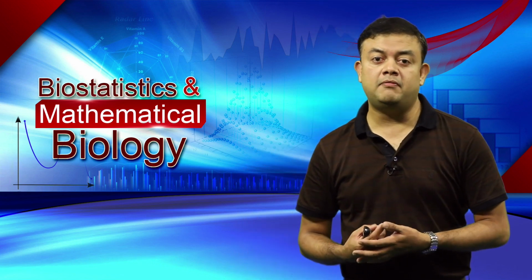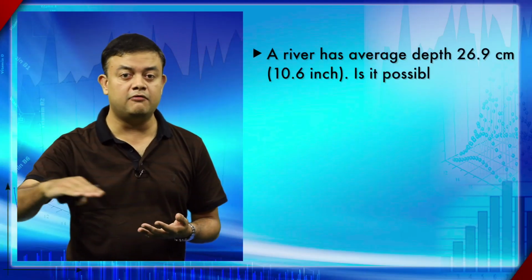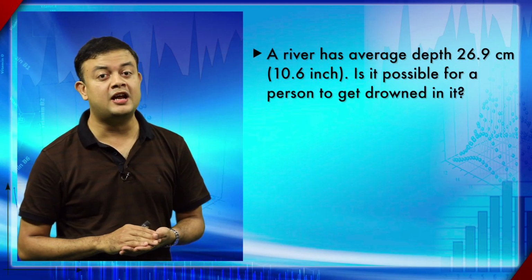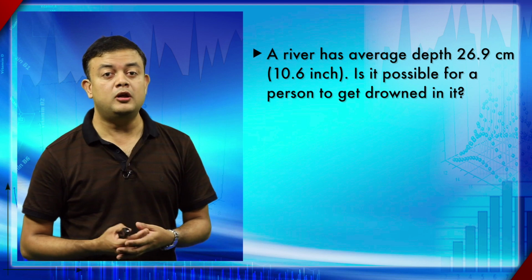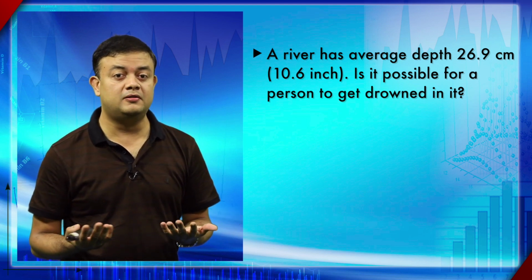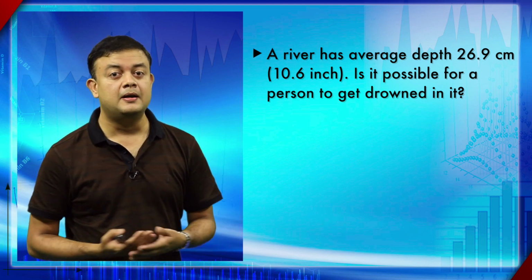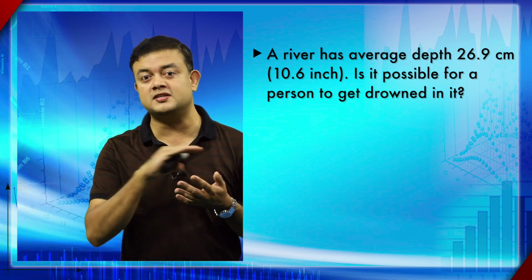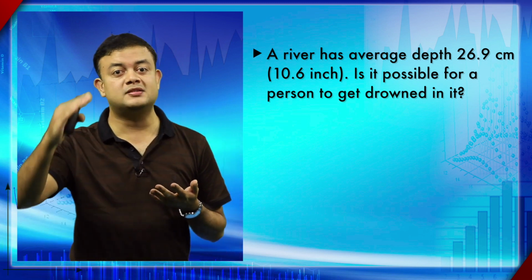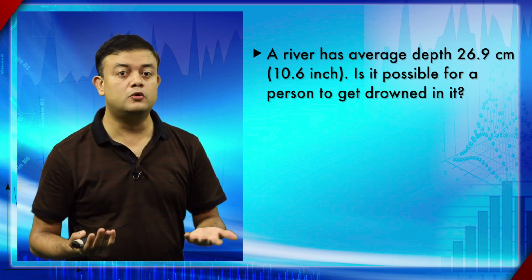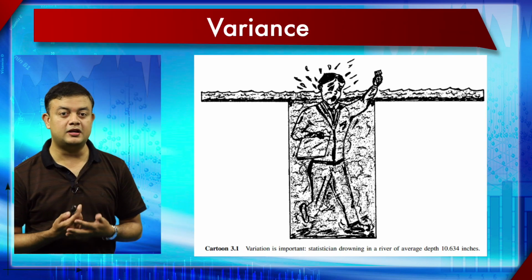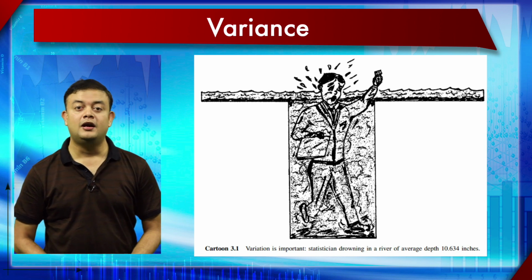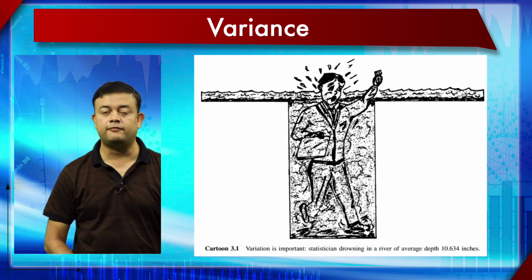So the variance is extremely important. Can you actually walk across a river of average depth 26.9 centimeters? You might think that 26.9 centimeters is nothing, but that is an average. There might be some big depths in the river. So of course you can drown in that one. That is why the variance is extremely important in statistics as well as in real life.